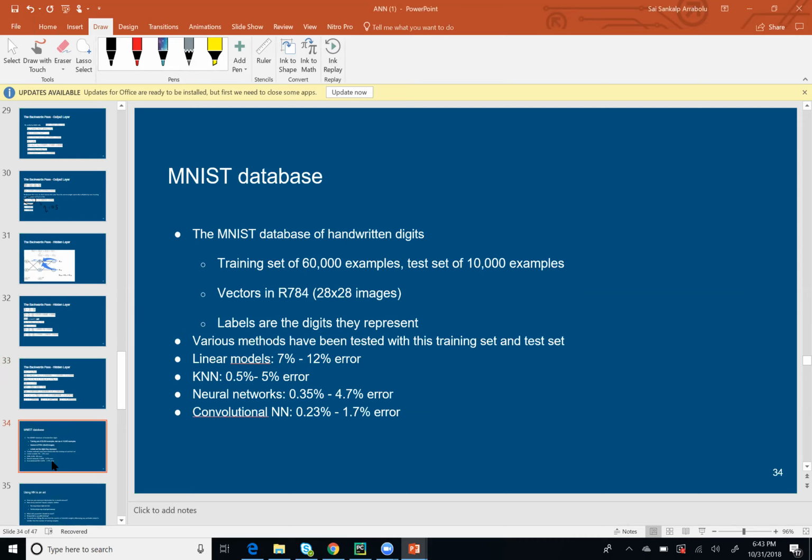Today we'll be doing one exercise using the MNIST database. So go check it out. It has a lot of images.